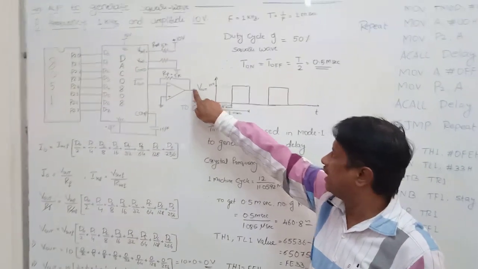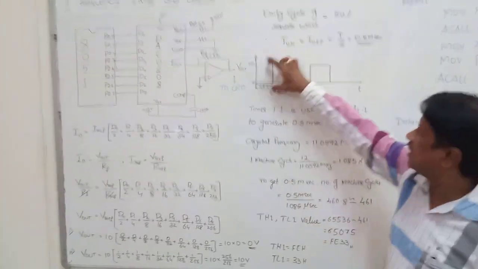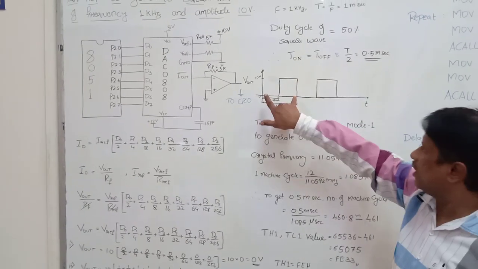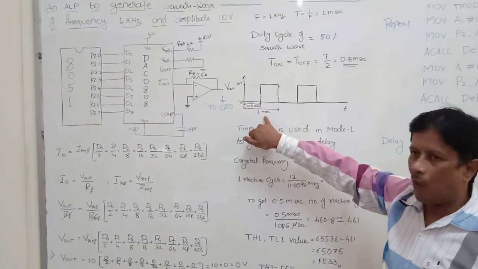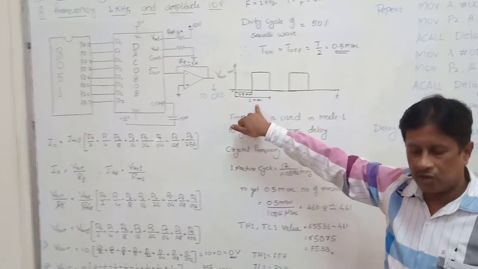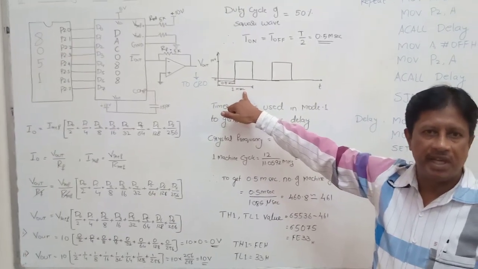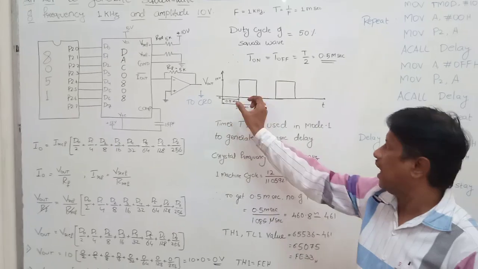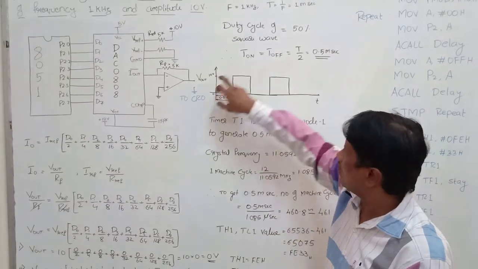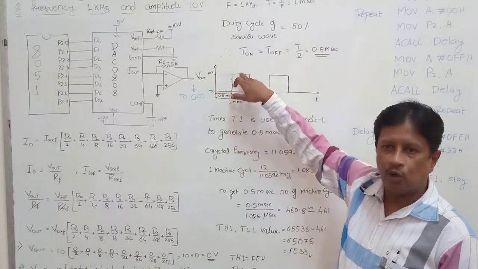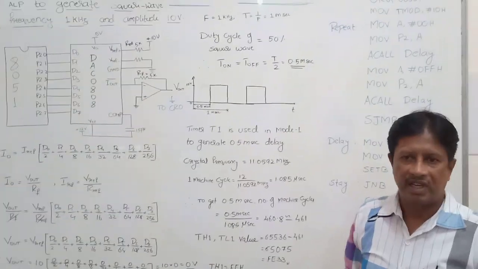So if you connect a CRO here, you can see the square wave, and the time period of this square wave is 1 millisecond. So therefore, frequency will be equal to 1 kilohertz, and this is 0.5, and this is 0.5, and this is my 10 volts. This is what I have to observe in my kit.